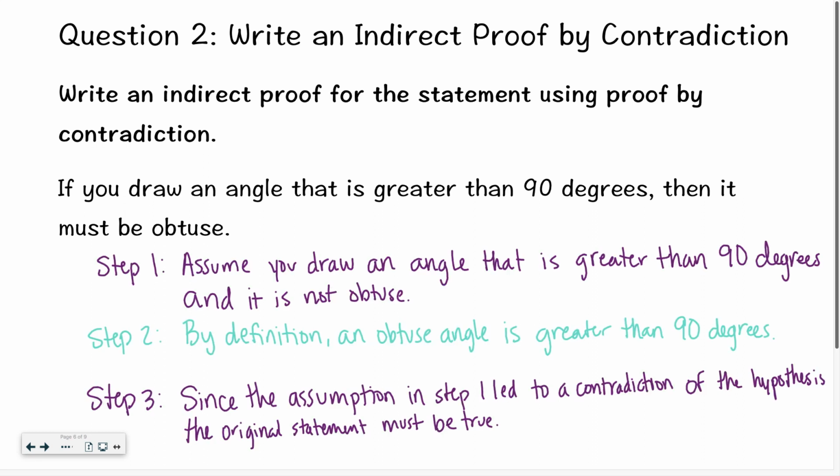Hopefully you ended up with something that looks like this. Step 1, you made an assumption that you draw an angle that's greater than 90 degrees and it is not obtuse. Step 2, you can say, well, by definition, an obtuse angle is greater than 90 degrees, okay? So that means in step 3, you can just say, since our assumption in step 1 led to a contradiction, meaning it contradicted the very definition of obtuse, so since it led to a contradiction of the hypothesis, the original statement must be true.